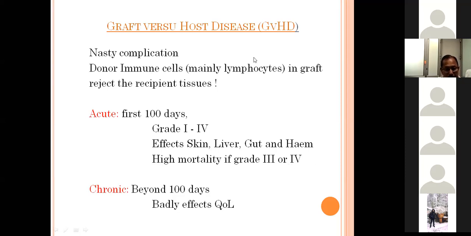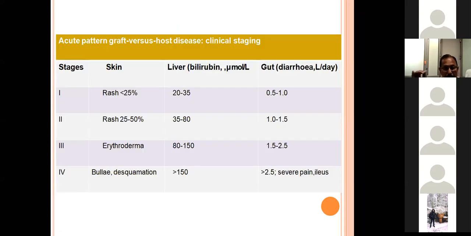And this is acute. Chronic GvHD has the same cause, same philosophy, same reason. But if GvHD occurs beyond 100 days, you call it chronic GvHD. Chronic GvHD is less life-threatening, but it compromises the quality of life. This is the acute pattern of GvHD: skin, liver, gut. Remember this, just this much, do not go into more detail than that.